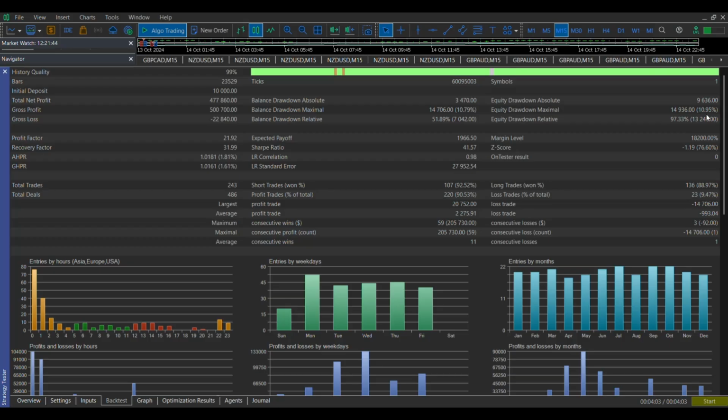But look here, it went to a 97.33% drawdown, but it didn't blow the account. It recovered and made a good, mind-blowing profit of 4,700 USD. Not 4,700, it is 470k USD.